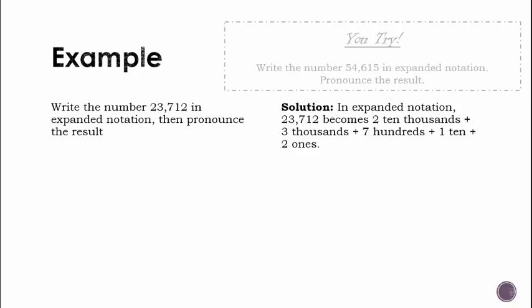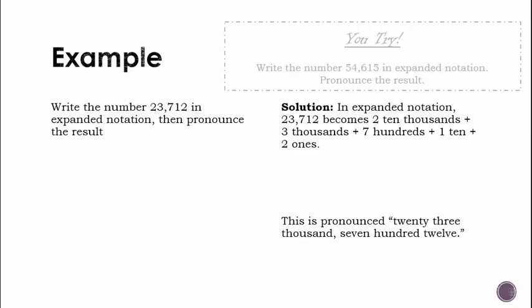My 2 lies in the 1s. My 1 lies in the 10s. My 7 lies in the hundreds. My 3 lies in the thousands. And my 2 lies in the 10,000s. And this is pronounced 23,712.